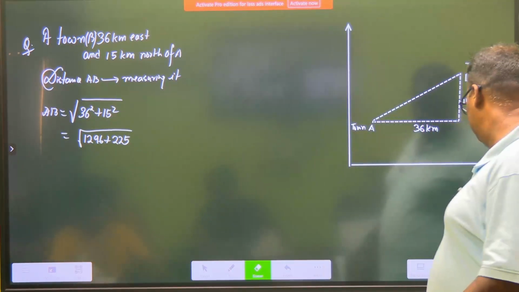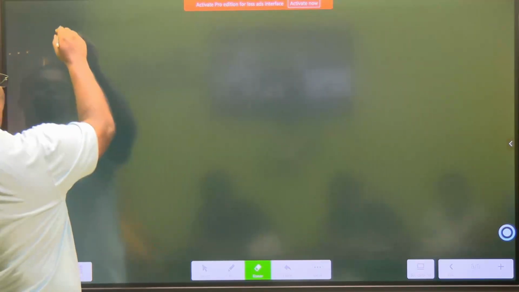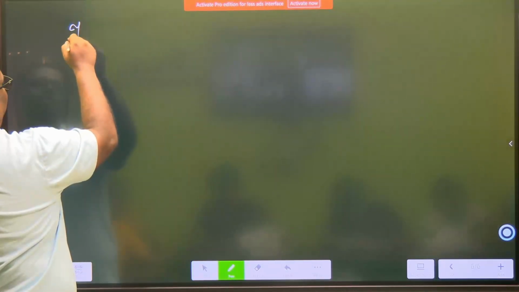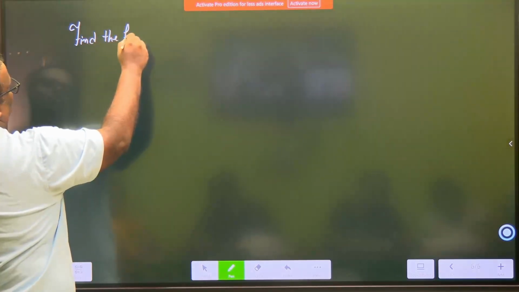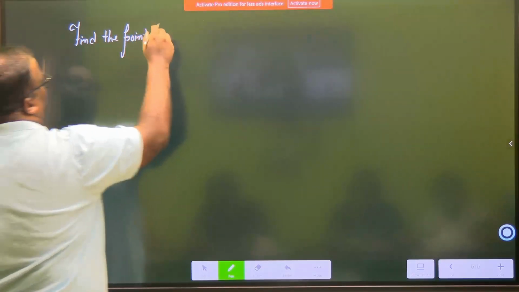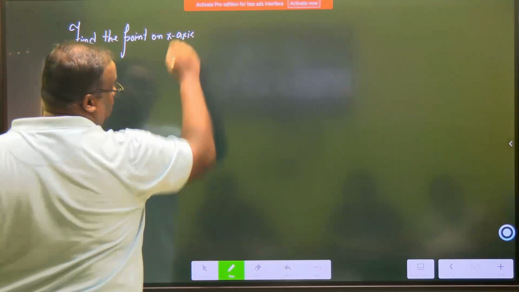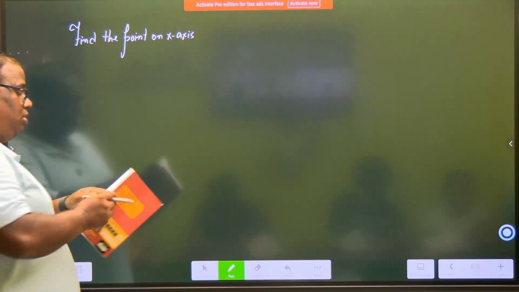Next type of problems, okay? Another type of problem. This is easy. Find the point on the x-axis. Don't try to solve it. First, picturize the problem. Find the point on x-axis which is equidistant.